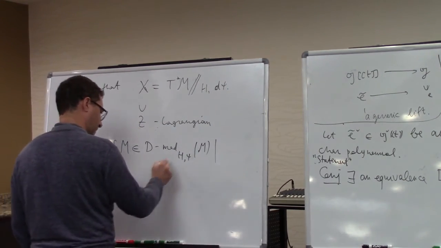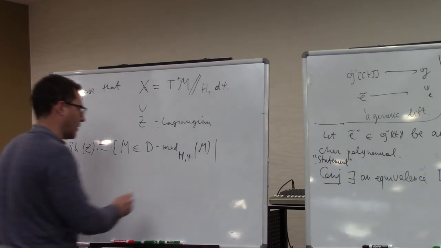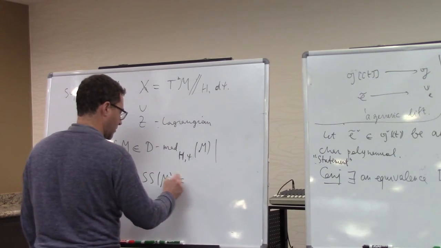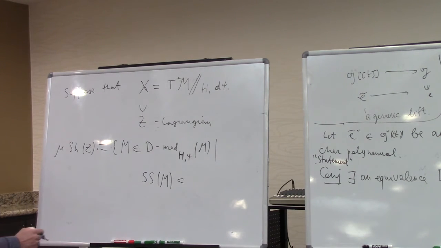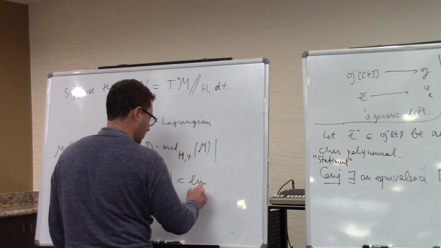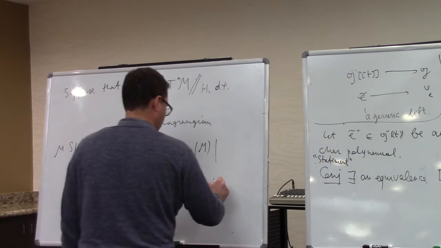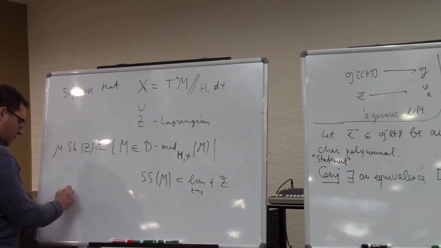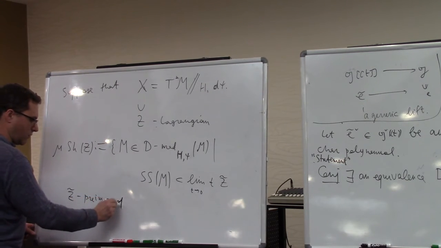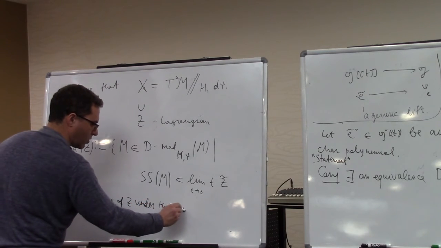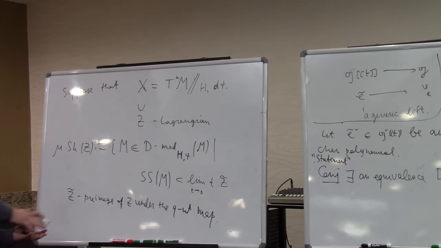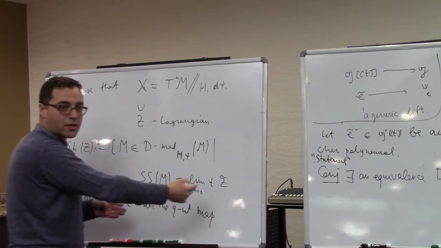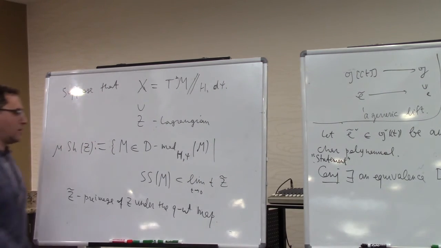such that the singular support of M is contained in the limit as t goes to zero of t times Z tilde, where Z tilde is the Lagrangian, the preimage of Z under the quotient map. So again, I start with Z, which is Lagrangian in the reduction. If I take the preimage under the quotient map, I get a Lagrangian upstairs, but it's no longer conic. The usual setting would be conical, but it's not conical, and so I quantize it. So it's almost automatically holonomic.